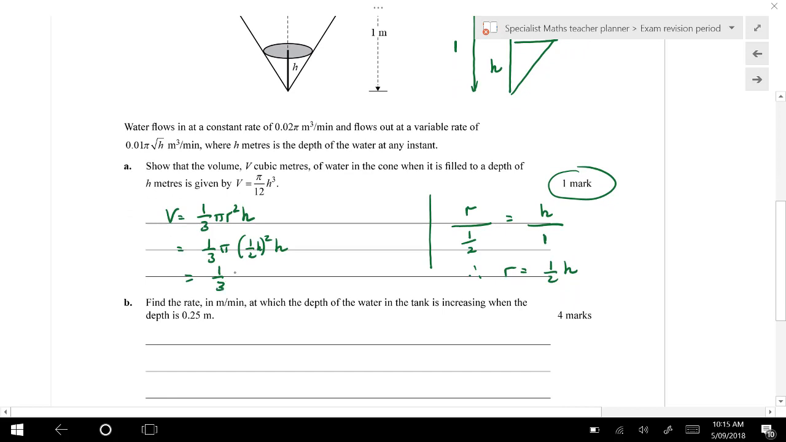That is a 1/3 pi times 1/4 H squared, which is 1 on 12 pi H cubed as required. Yes, that's true.